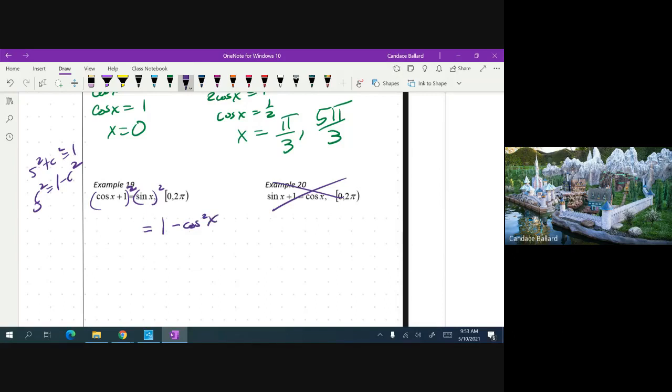The downside of the left side is that I have to FOIL. I cannot just square the cosine and square the 1. That doesn't work. When I square an entire side, I have to put parentheses around it and square it. So the good news is we cross this one out so I can write a little bit of scratch work over here.